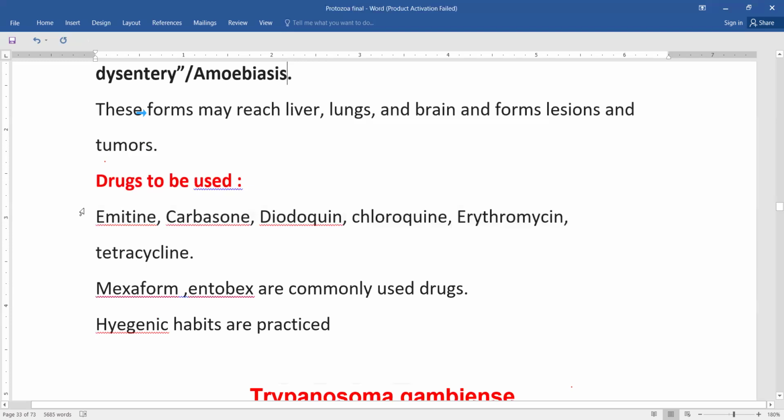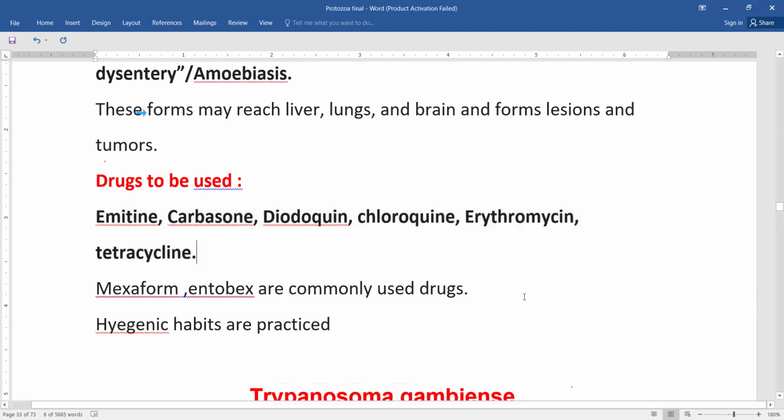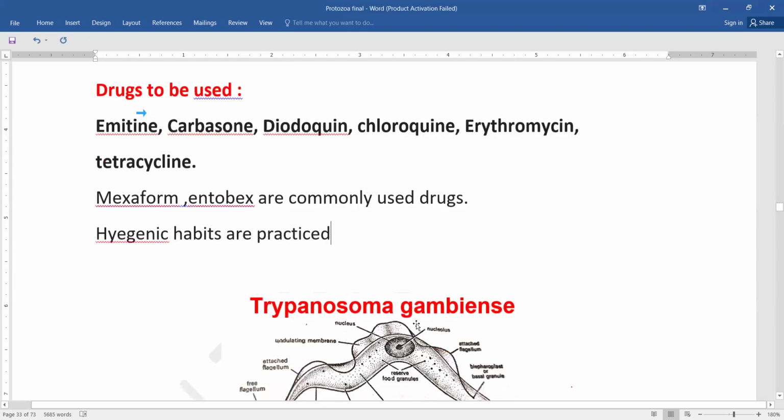So yeah, emetine, carbarsone, diodoquin, chloroquine, erythromycin, tetracycline. These are the drugs generally used. That's enough. And mexaform and intoban are also commonly used. And we should practice hygienic habits. That is about the Entamoeba.